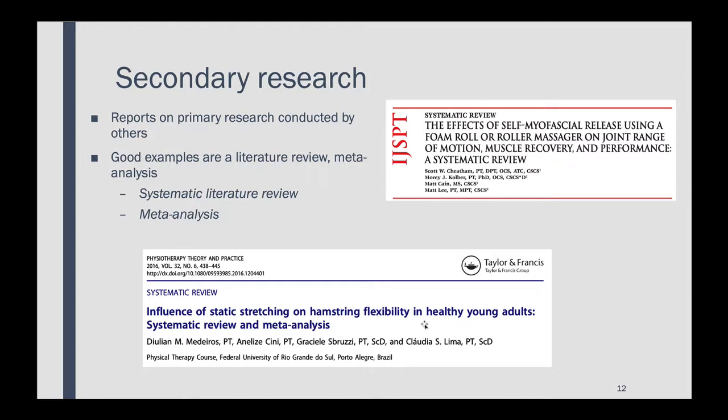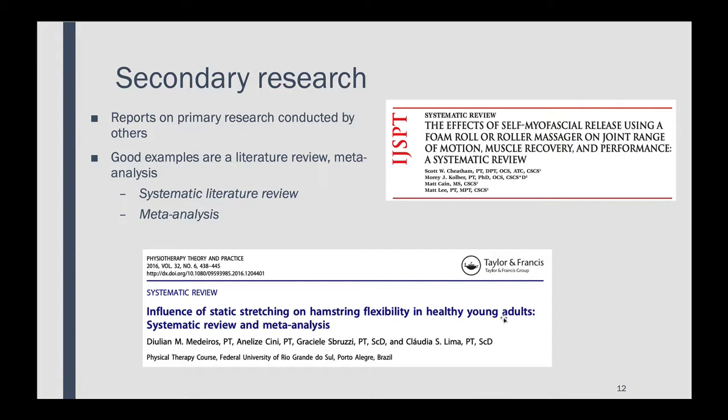So an example of a meta-analysis I have here is Influence of Static Stretching on Hamstring Flexibility in Healthy Young Adults: A Systematic Review and a Meta-Analysis. What these authors have done is they have collected a whole bunch of articles looking at static stretching and hamstring flexibility in a young, healthy adult population. Again, there are lots of studies out there that have examined this, and they're going to summarize that for us and tell us, does static stretching work?